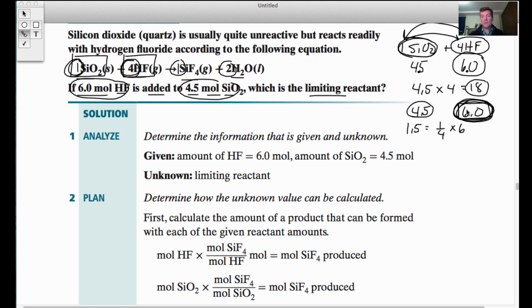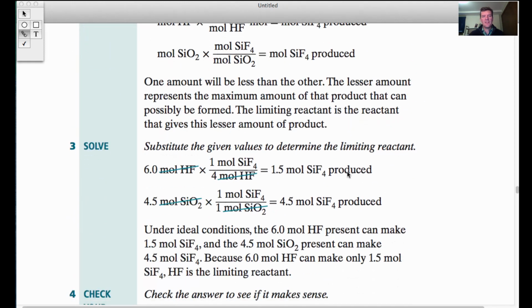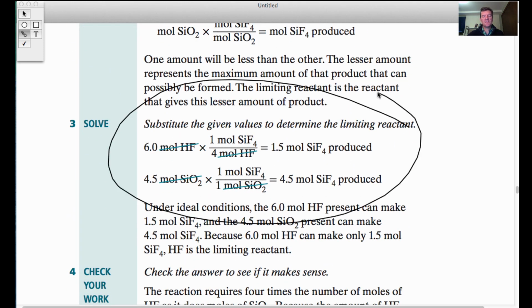How much in excess, by the way? Well, right here, let's use this information. If I have 6 moles of HF, once that's used up, I will have used 1.5 moles of the SiO2, but I have 4.5. So I have 3 moles of SiO2 in excess. These 3 moles will not be used up because this 6 moles of HF only needs 1.5 to put them in a 4 to 1 ratio. And I'm going to have 3 moles of the SiO2 left over. Okay? That's what all of this calculation is showing you here.